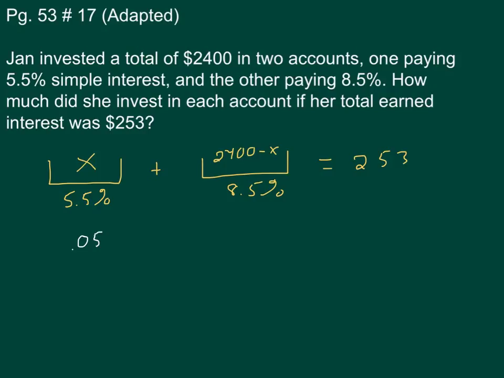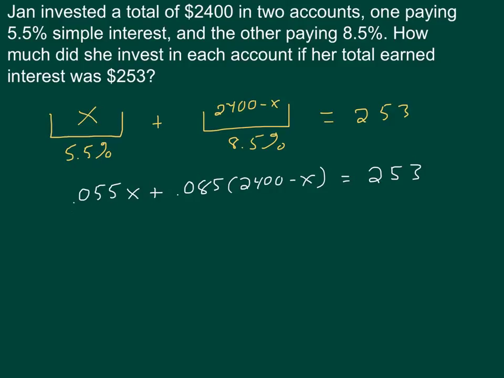0.055, which is 5.5%, times X, plus 8.5% of the remaining, which is 0.085 times the 2,400 minus x. And that's going to add up to my total interest, which is $253. So that's the interest from each account leading to what I have. All right, you know the deal. I'm going to solve the equation. You can pause it and try it, or just watch.